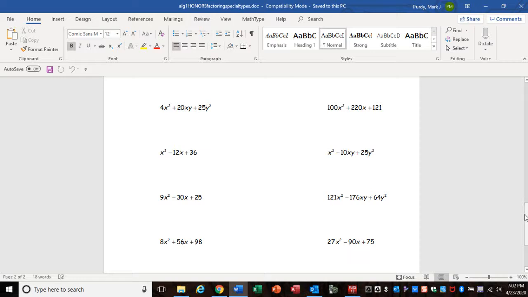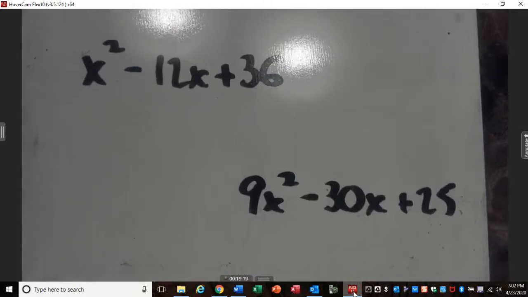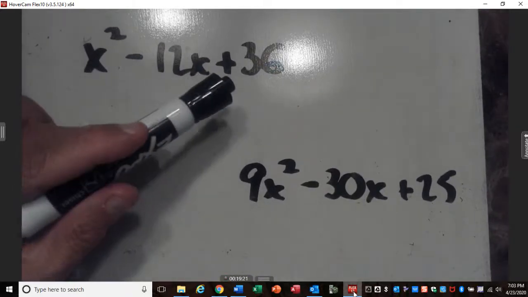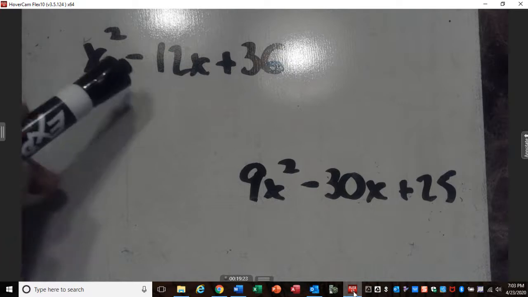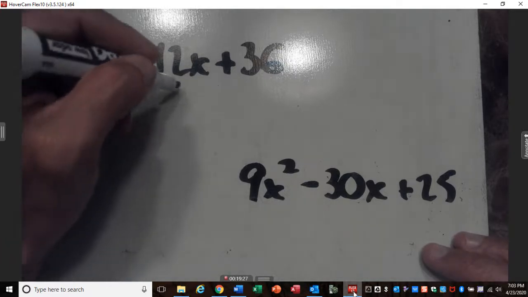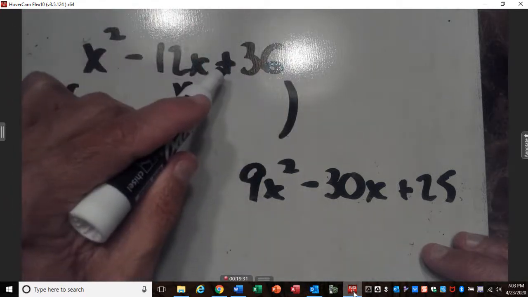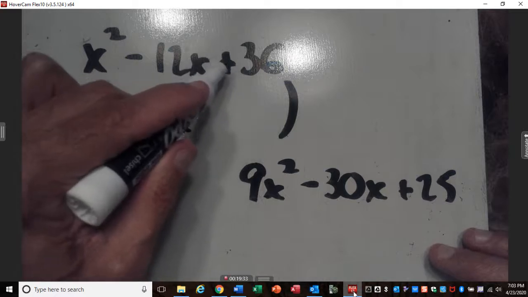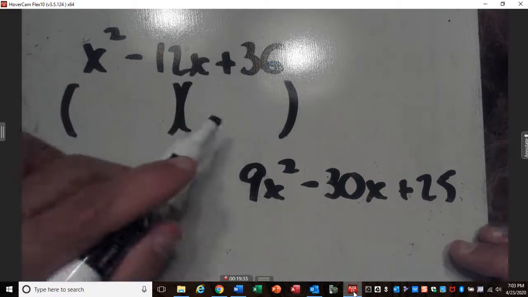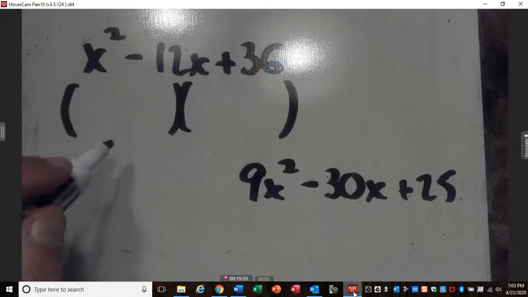x squared minus 12xy plus 36y squared. Okay, back on. Here we go. This one's a little different. Notice now the last term is positive, but the middle term is negative, so we're going to have two negative signs here. Open your parentheses and always look at these signs. If the last term is negative, it's not a perfect square trinomial, because you can't have the same signs. If the last term is negative, the signs have to be opposite mathematically.